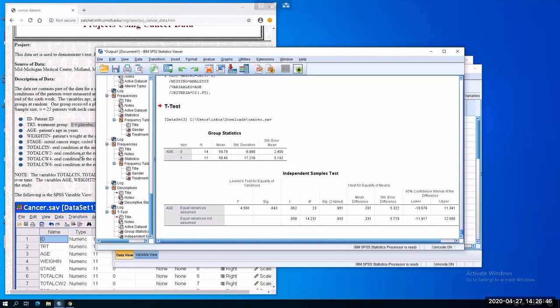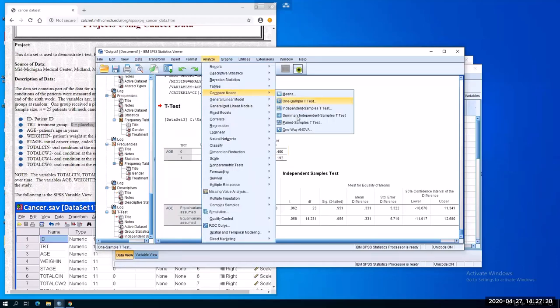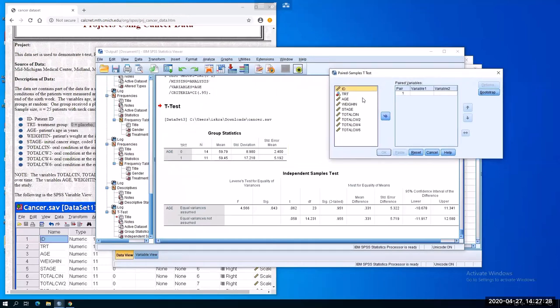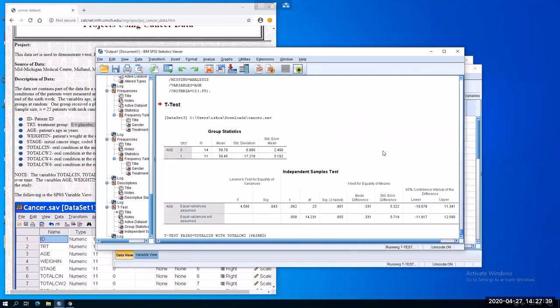So these patients, they all had cancer, but let's compare if there is a significant difference in their oral state at the beginning of the experiment and after 2 weeks of treatment. So we're testing at the beginning, then we give them some treatment, and then we test them again. So we would need to use paired samples test, before and after. That's why it's paired. So here we will move, for example, initial results and compare it to results after 2 weeks and just click OK.